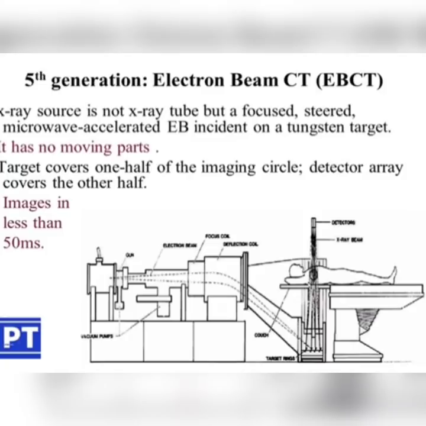The electron beam which is generated is coming down. You can see in this figure the target, and it is hitting on the target and the X-rays are produced from below. The patient is lying on the couch and the X-rays are produced and monitored by the detector, which is seen up. You can go through the image. It has no moving parts. Everything is stationary. The target covers one half of the imaging circle and the detector array covers the other half. The scan time is less than 50 milliseconds.